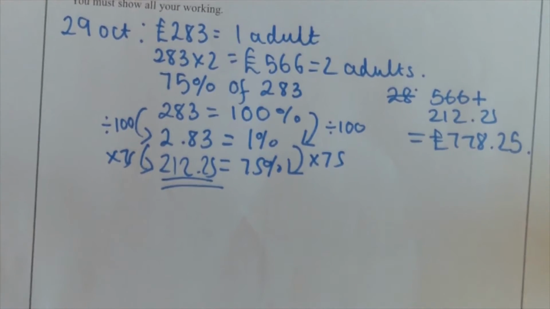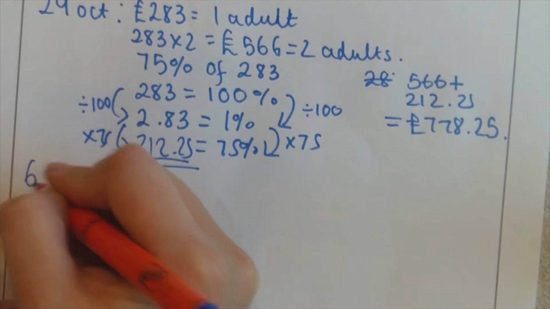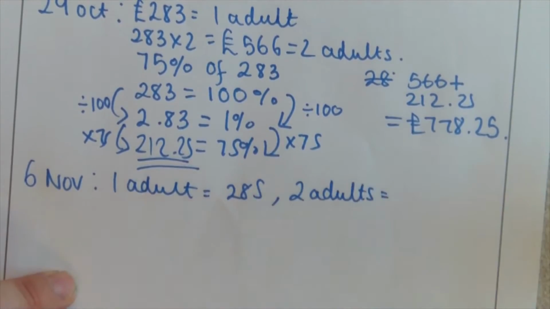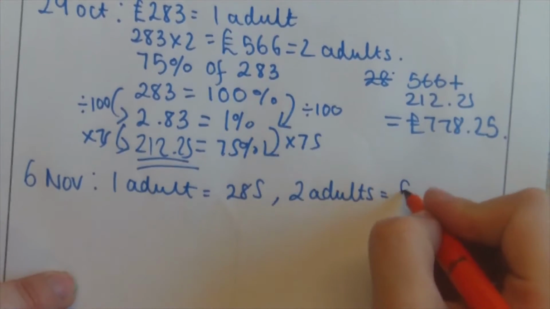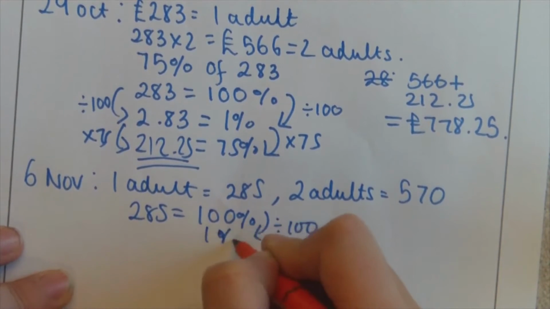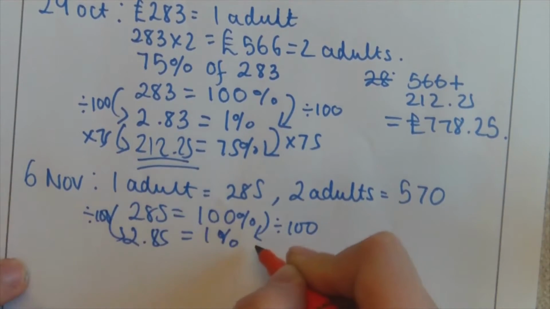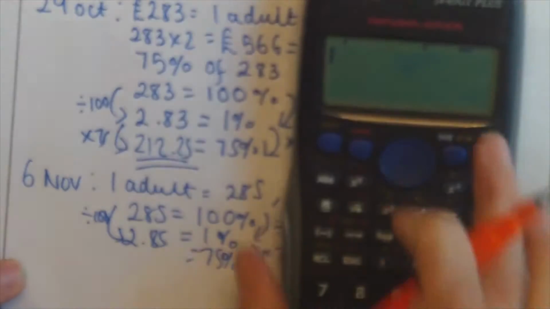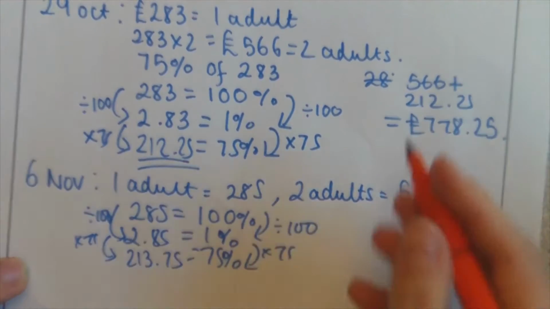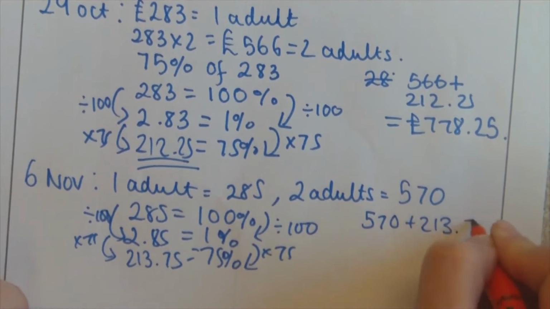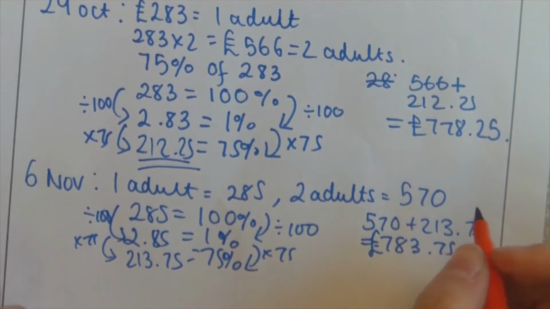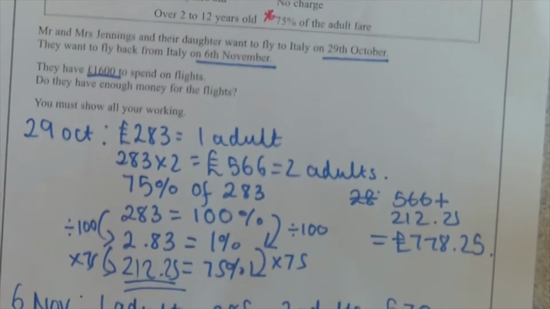Obviously, if they leave, they're going to need to come back home. So, on the 6th of November, the price of 1 adult is £285. So 2 adults is going to be double that. So 285 times 2, 570. The child is going to be 75% of 285. So, I divide that by 100, I'm going to get £2.85 times by 75, which is going to give me £213.75. So the total cost of them coming back is 570 plus 213.75, which is £783.75.